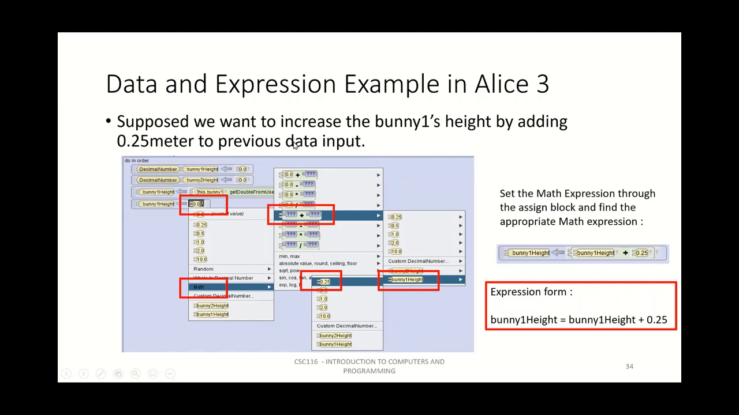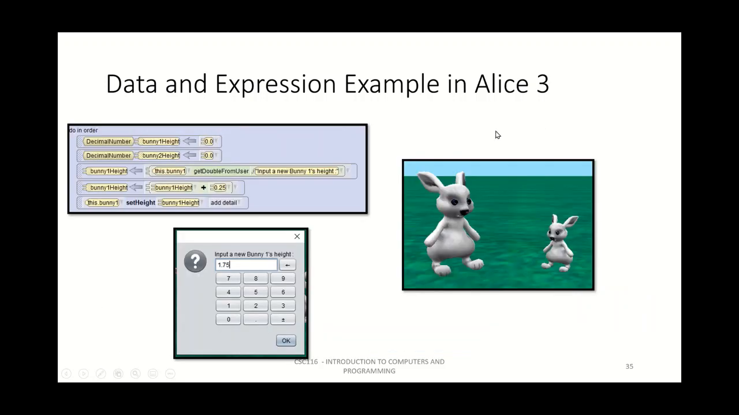For example, if you want to increase the bunny's height by adding a new value to the previous data input, this is the step for how we can perform the mathematical expression. And this is the last result. You can see the details in my demo video.